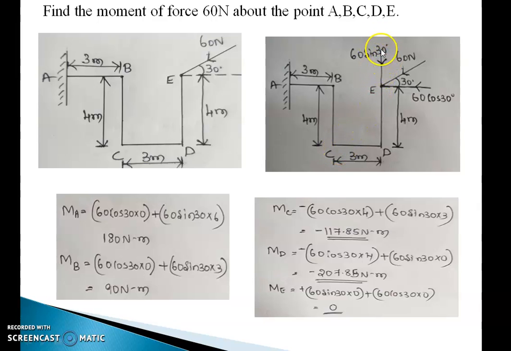So is it plus or minus? The 60 sin 30 force acting vertically downward rotates in clockwise direction about C, so it will be plus 60 sin 30 into 3, and the entire answer works out to be minus 117.85 Newton meter.